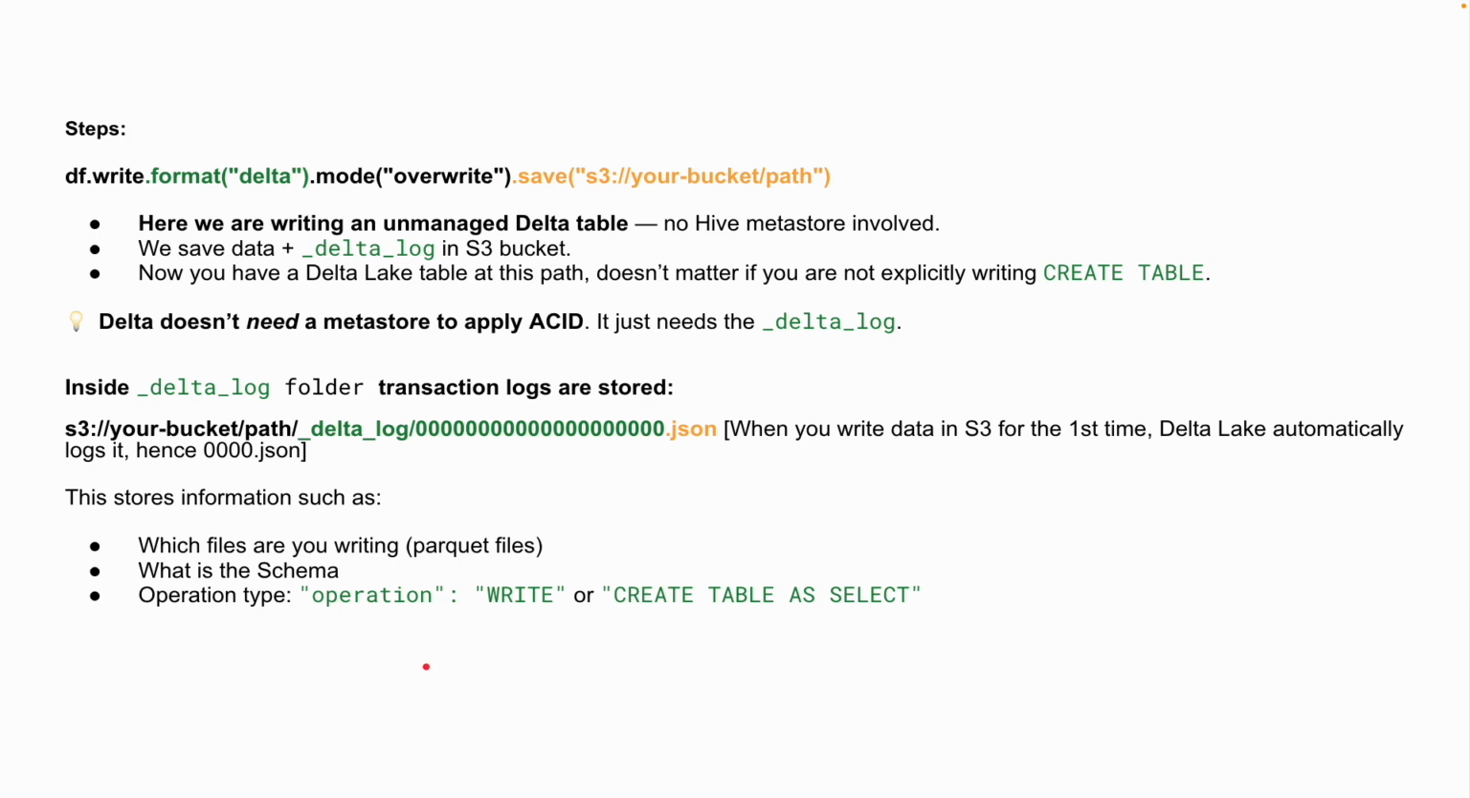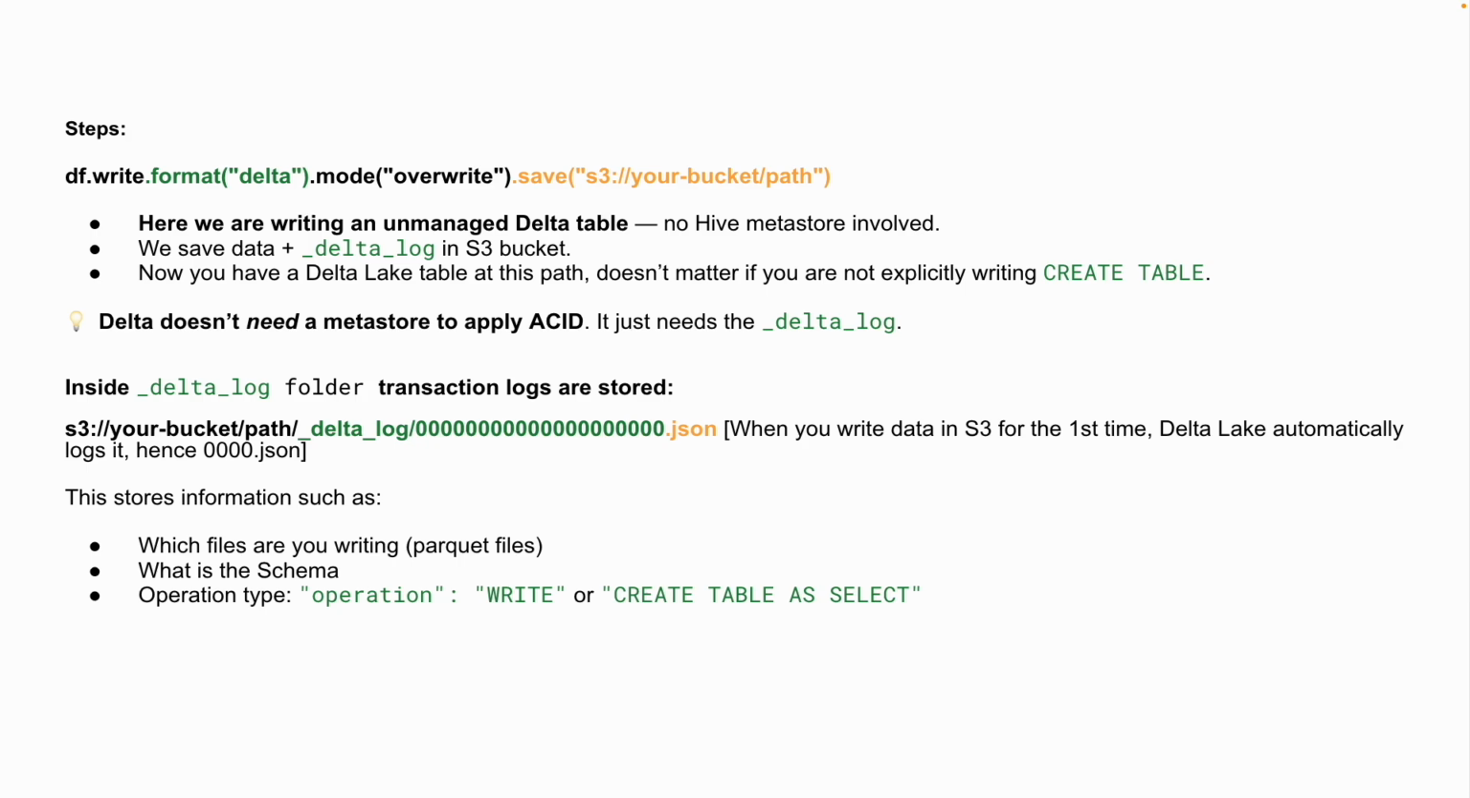And just for the sake of argument, let's suppose you don't want to create this metastore. Then what will happen? Then there will be no globally registered table name, no persistent schema. If someone writes a new parquet file with a different schema, Spark may infer it incorrectly.